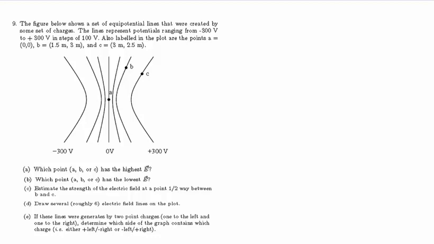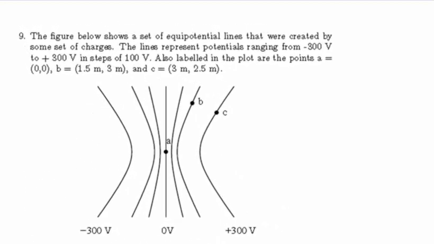Shown in the figure below is a set of equipotential lines that were created by some set of point charges. The lines represent potentials ranging from minus 300 volts on the left to plus 300 volts on the right in steps of 100 volts. Also labeled in the plot are 3 points, A at 0, 0, B at 1.5, 3 meters, and C at 3 meters, 2.5.